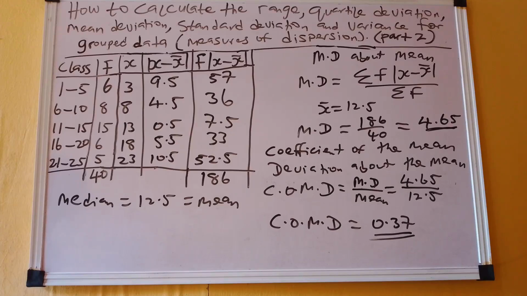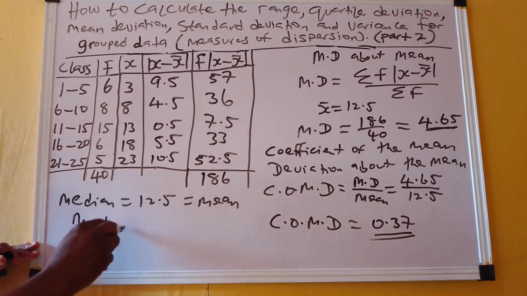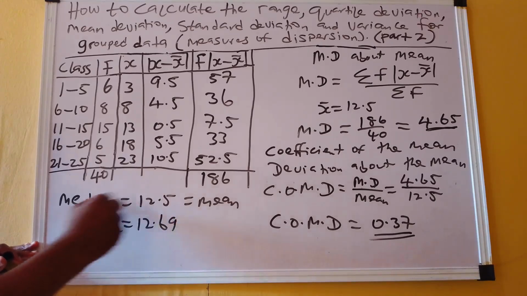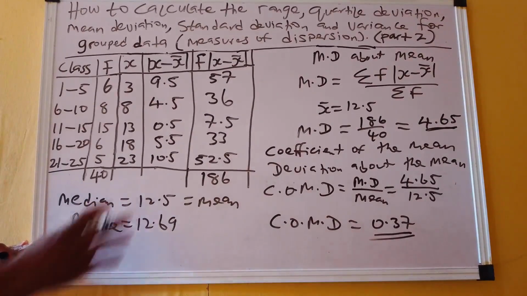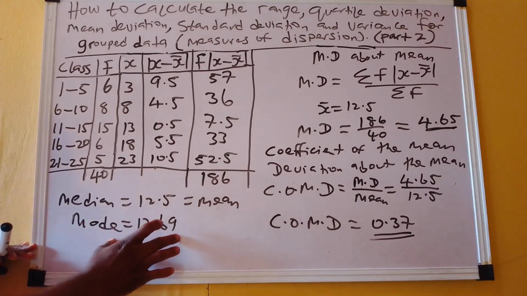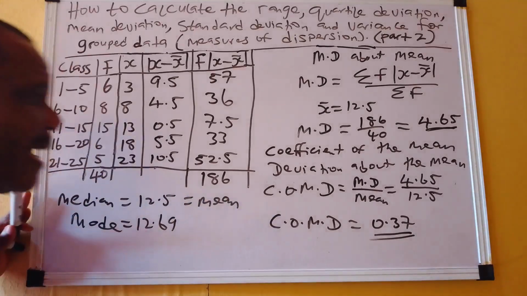It is only the mode that is a bit different. The mode is 12.69, which is not too different from the mean and the median. You can see how close they are. The mean and the median are the same, and the mode is just a very little different, so if you round up, they are almost the same. So let's go ahead now and calculate the mean deviation about the mode.